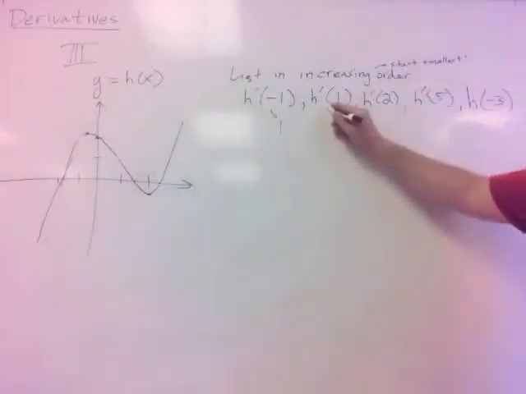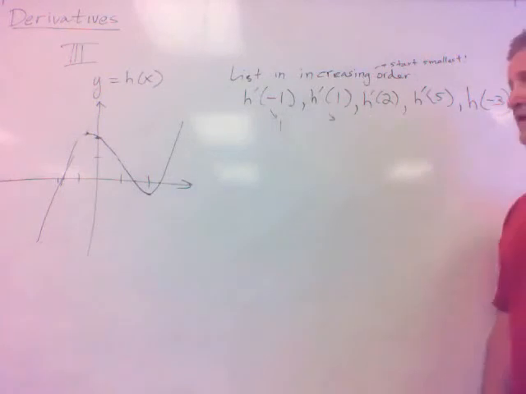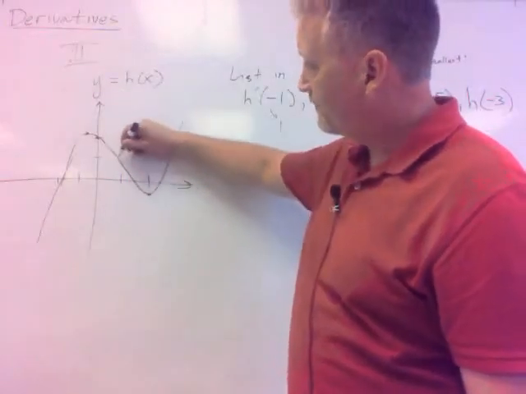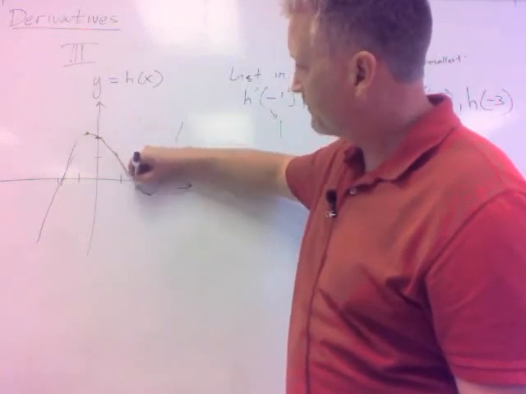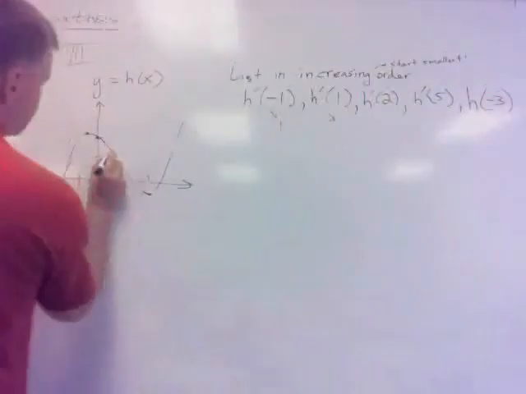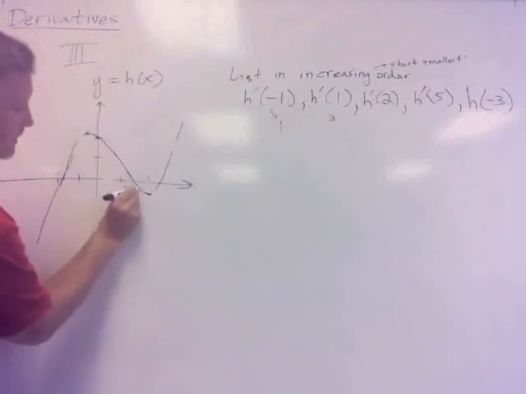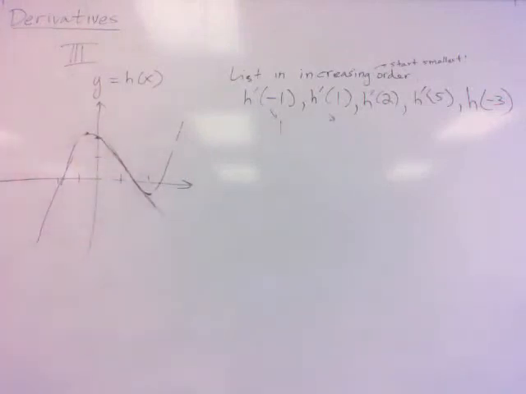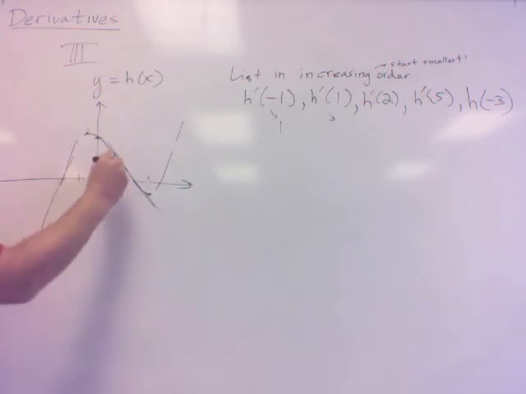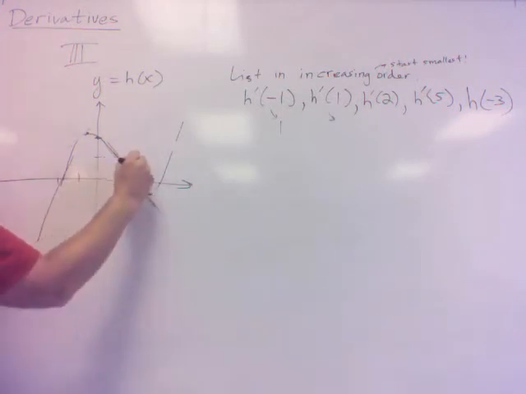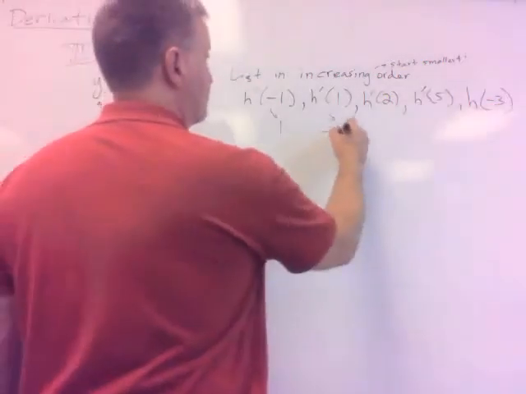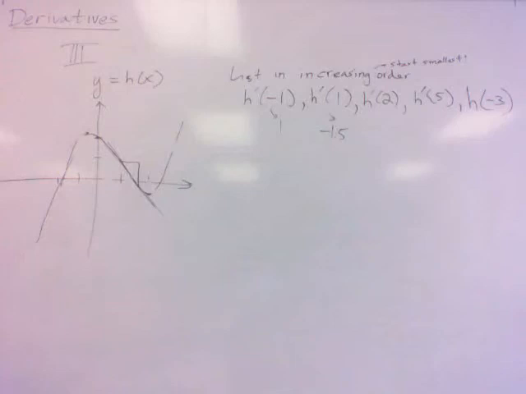Okay, so positive 1. H prime of 1, the derivative, the slope of the tangent at 1, well, if you draw the tangent line in there, you definitely get a negative. I kind of went here, over 1, and then down. I got it about a negative 1.5. Get close to that, something close to that.